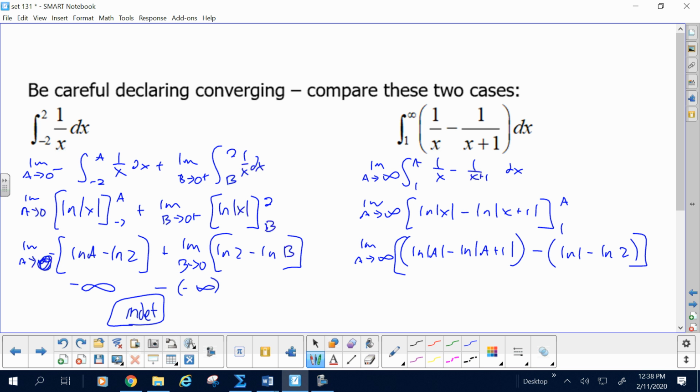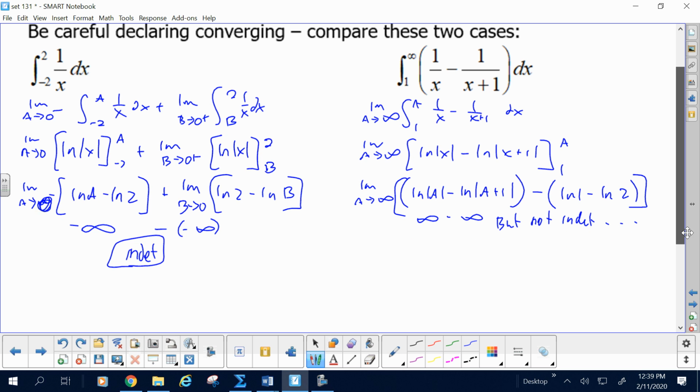Now this is infinite minus infinite, but that's not indeterminate, because we can do something. What could we have done here? They're the same infinity. Yeah, you could have used limit rules here. There's more to do. Log of a over a plus 1, yay?